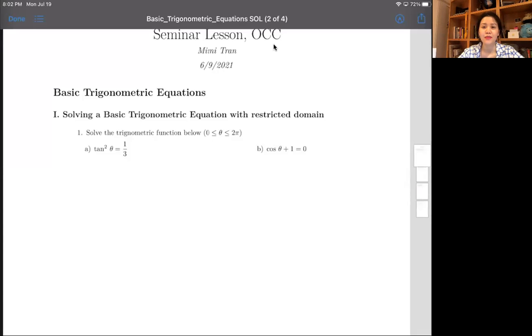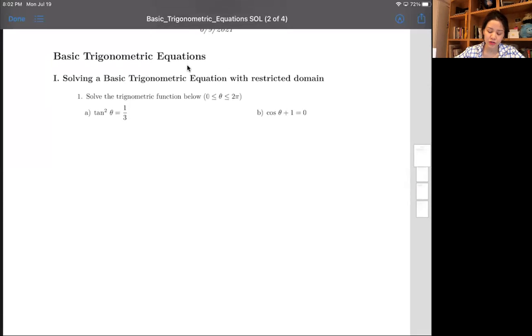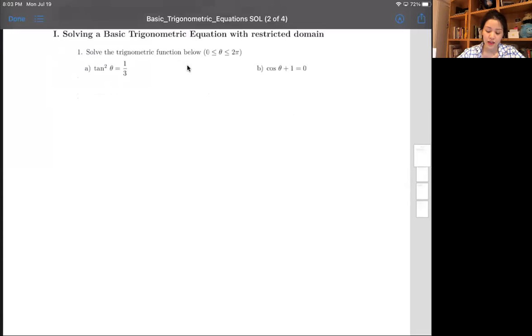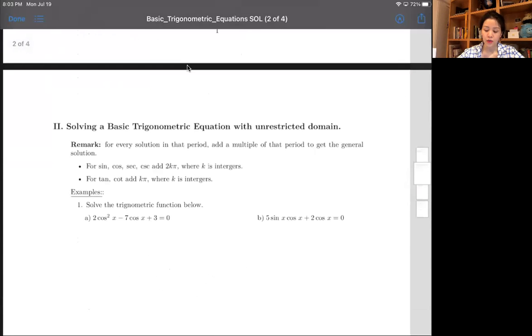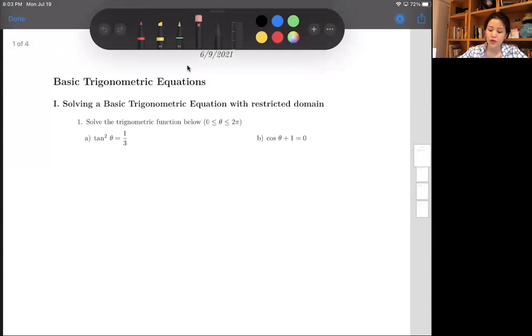Hello, everyone. In today's seminar lesson, we're going to go through some examples of basic trigonometric equations. I'm going to go through two basic trigonometric equation types. The first type is with restricted domain, and the second type is with unrestricted domain. With the restricted domain, it's given that theta is between 0 and 2 pi.